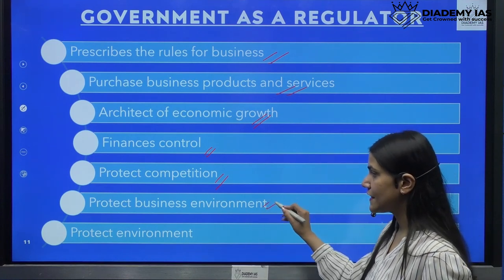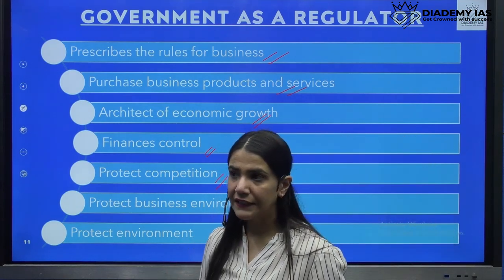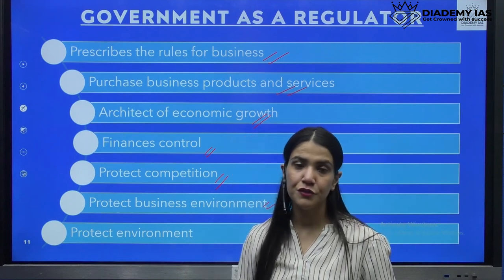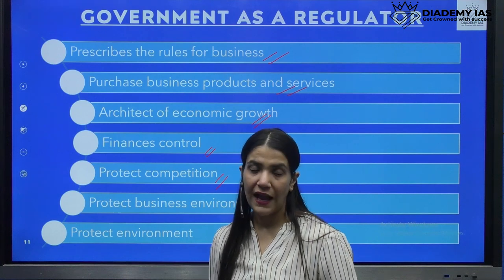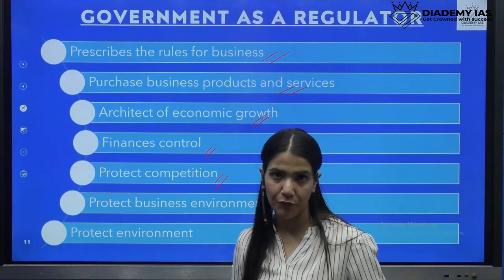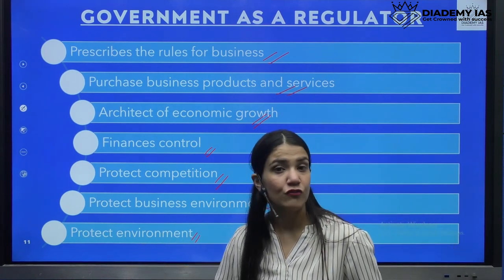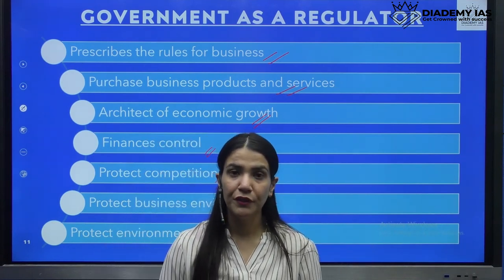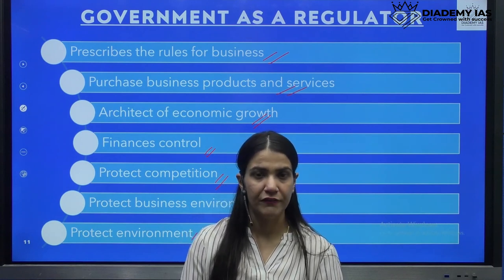Then to protect the business environment, like I told you, there should be no hoarding, there should be no black marketing, and the entire business environment should be healthy, right? If that is how it is going to be, then investors from other countries are also going to come and invest. So the protection of the business environment is very, very important. Then to protect the environment, and here we are talking about the natural environment, the government of India also makes sure that there is no kind of pollution or any kind of effect on the natural environment.